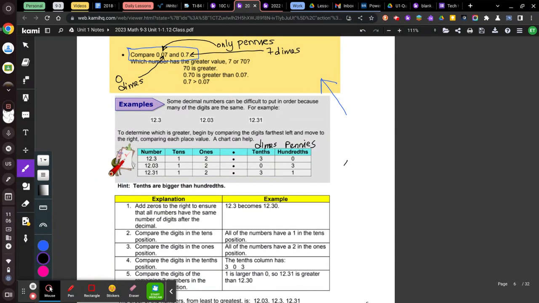Now, which is more money, a dime or a penny? Dimes are more. So the 7 dimes are bigger than the pennies. And that's what they're showing, that the 7 dimes are bigger than the pennies. Okay, that's the difference in the numbers.